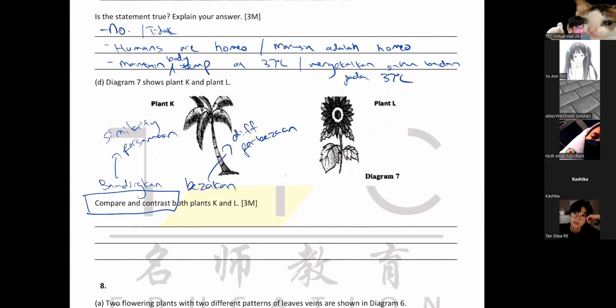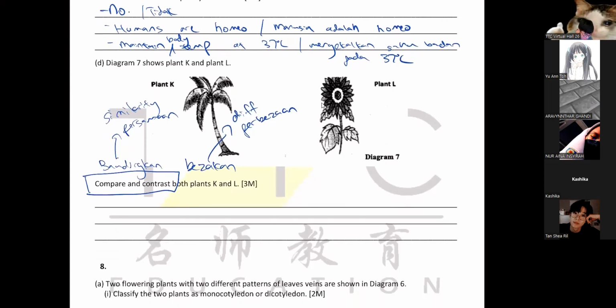So 3 marks here, you can either write 2 similarity, 1 difference, or 1 similarity, 2 difference, up to you. So in this case, I will write 1 similarity because the only similarity I can see here, the persamaan, is they are both flowering. Okay, berbunga. That's the only thing I see here. Okay, what's the difference? Wow, so many difference here.